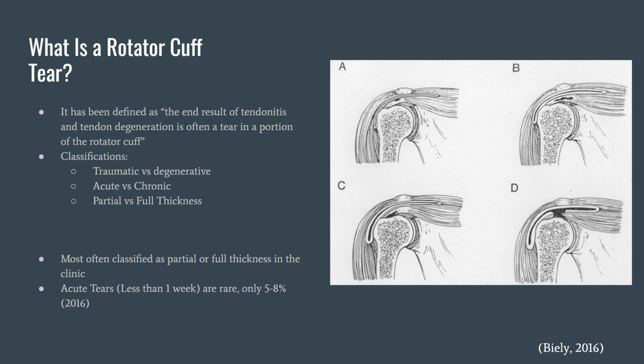Acute tears, right, being less than 3 days, less than a week, are rare and only 5 to 8% of cases seen. And that study was done in 2016. Most cases we're going to see partial or full thickness, and they're going to be chronic, so greater than 3 months. Which brings us to a question of, well, if I've had this for more than 3 months, why did I just start feeling pain in the last 3 days? And that's something we're going to talk about in a little bit.